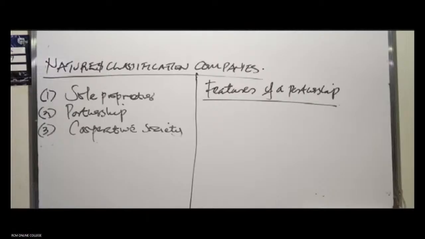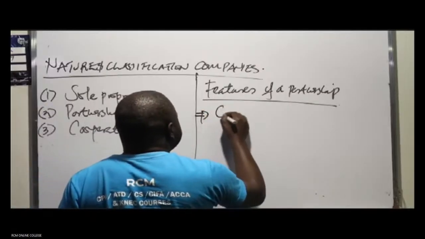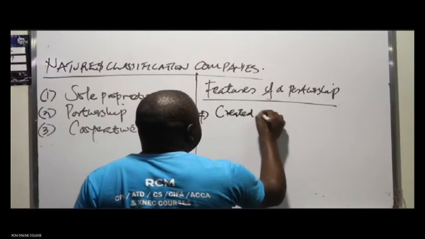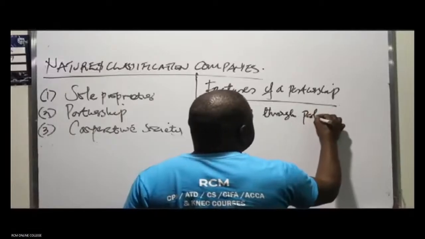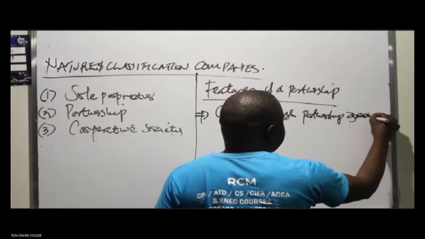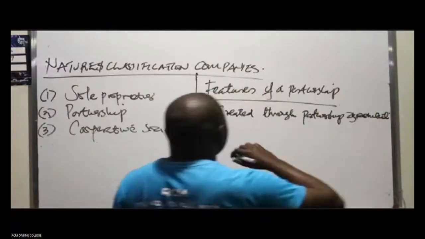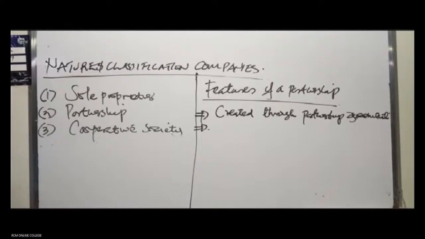So the first one here is created by a mutual agreement. So it is created through what we call a partnership agreement. It's through what we call a partnership agreement. Which other points am I seeing here?